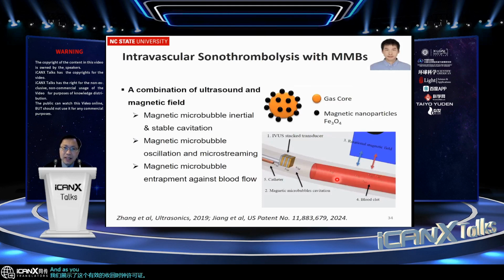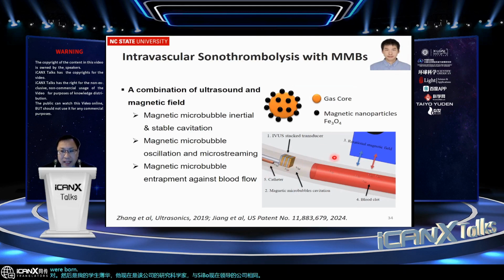And as you can see, we want to enhance cavitation, right? And for cavitation, you need microbubbles. And if you flow the microbubbles inside the blood vessel, the blood flow will take away most of the microbubbles very quickly, right? So how to keep the microbubbles next to the blood clot, right? And then my student Bois, he's now a research scientist in the company, the same company Sibo is leading right now.